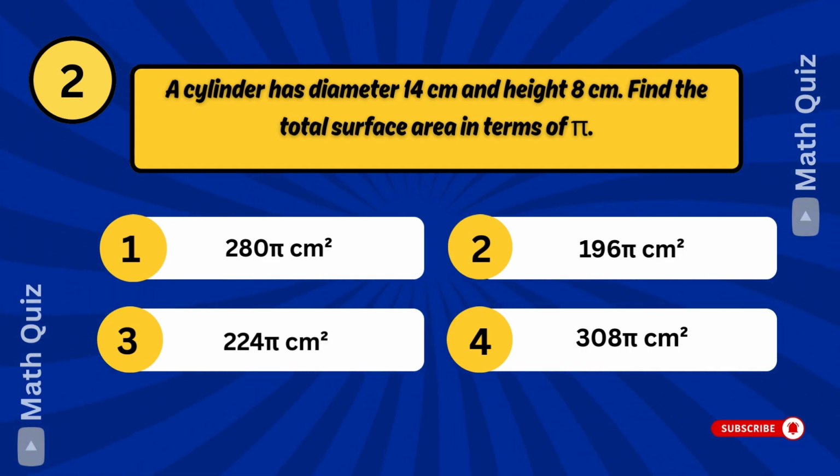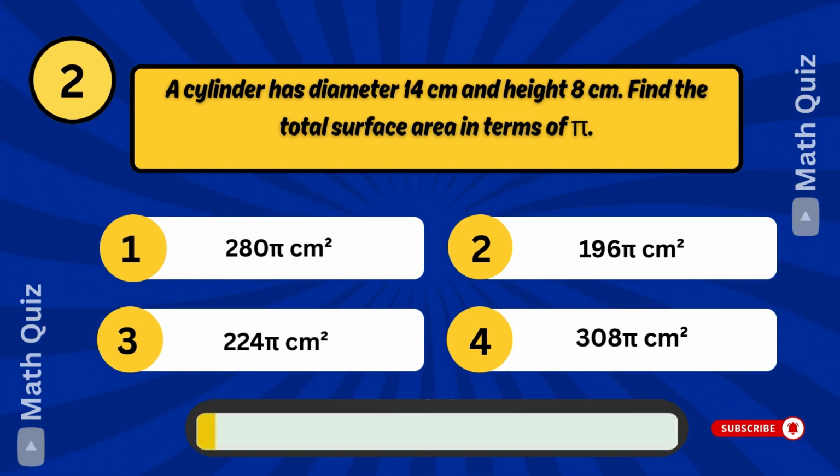A cylinder has diameter 14 cm and height 8 cm. Find the total surface area in terms of pi.